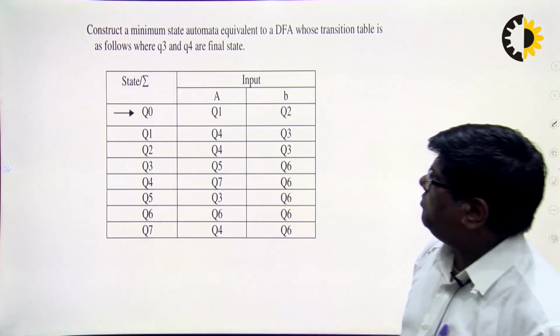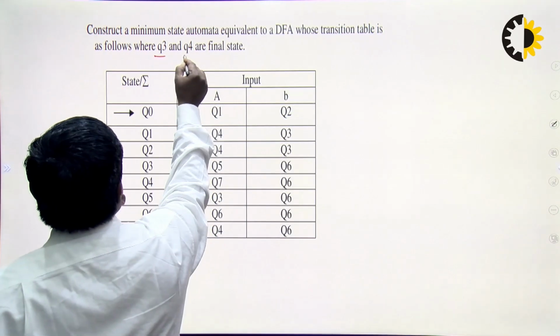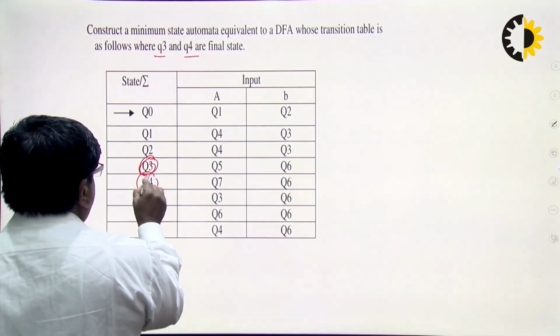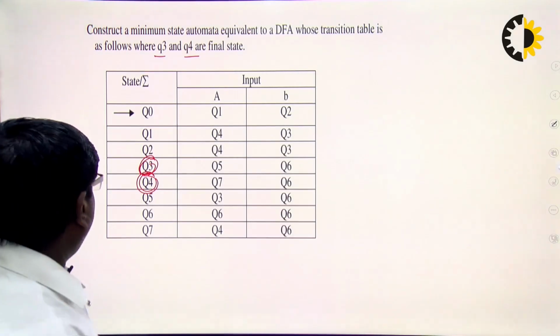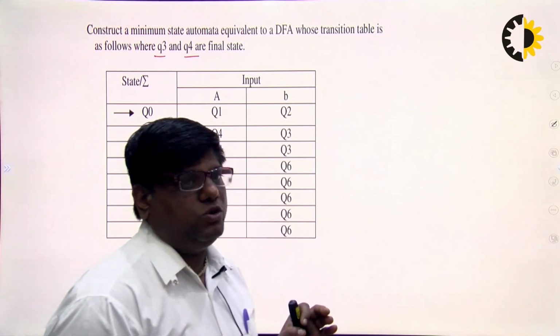Now, this one is the problem. And what is the problem? Q3 and Q4 are final states. Now, this one and this one are final states. Now, this one is the initial state. We follow the same process.